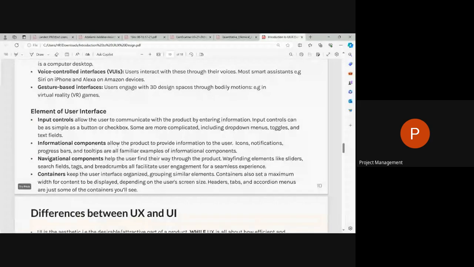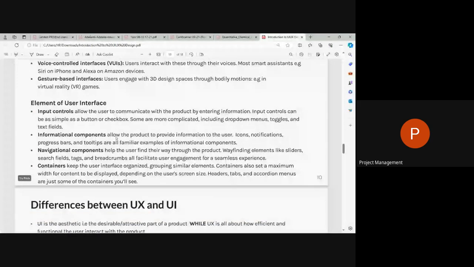Let's just continue. So now we are going to be talking about elements of user interface. The first thing is input controls. What this does is it allows users to communicate with the product by entering information. Whenever you see this design element, you have to input your information as a user. You are communicating with the product by inputting your information.